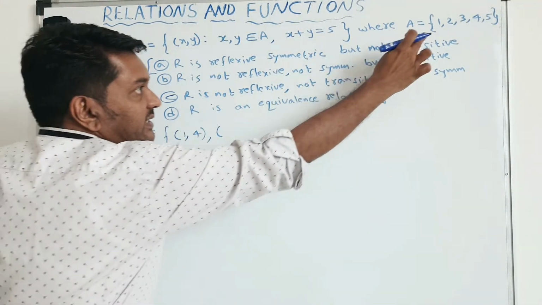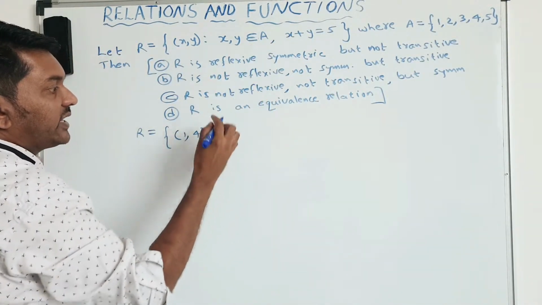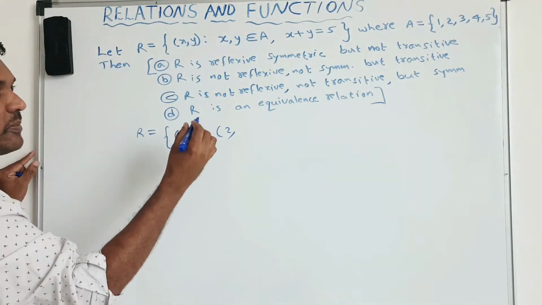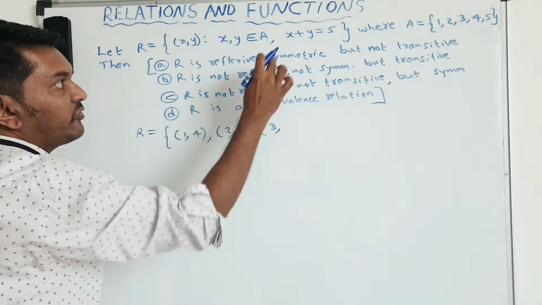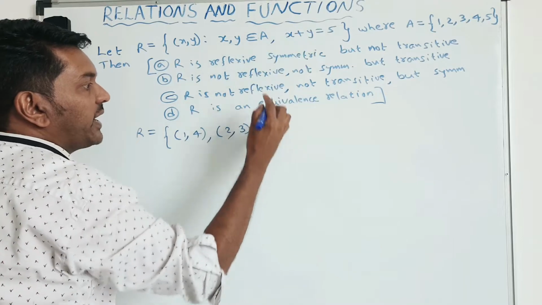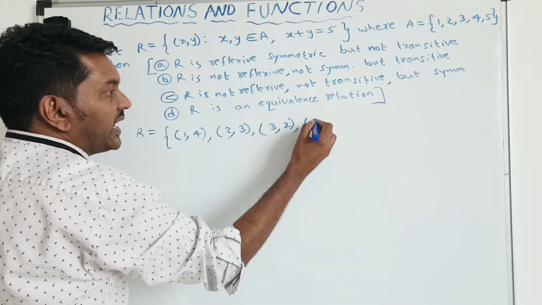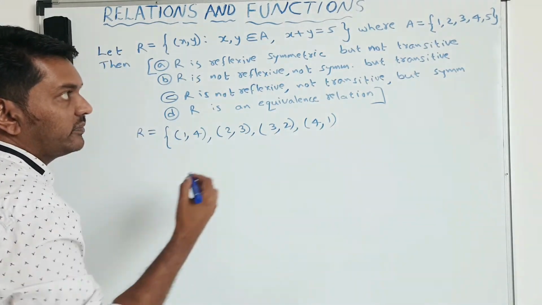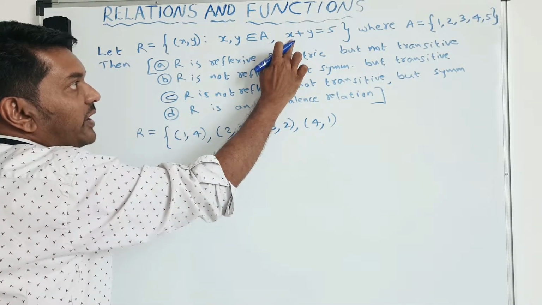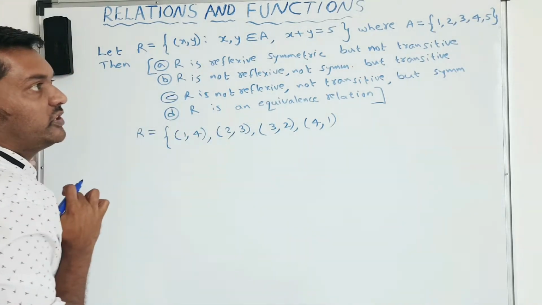Now I am taking x as 2 from this A. If x is 2, y will be 5 minus 2, 3. Now taking x as 3, y will be 5 minus 3, 2. Then when x is 4, 5 minus 4, 1 will be the value of y. Now if x is 5, y will be 0, which is not possible.